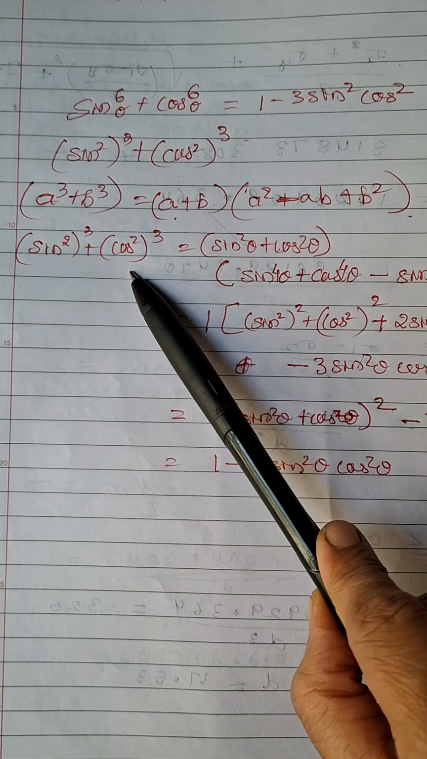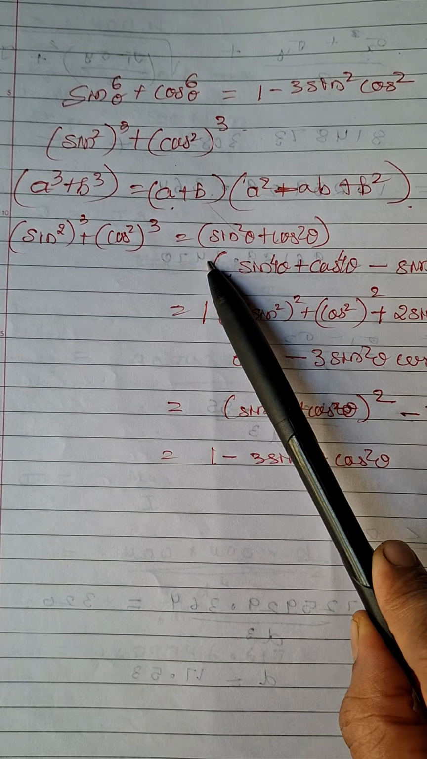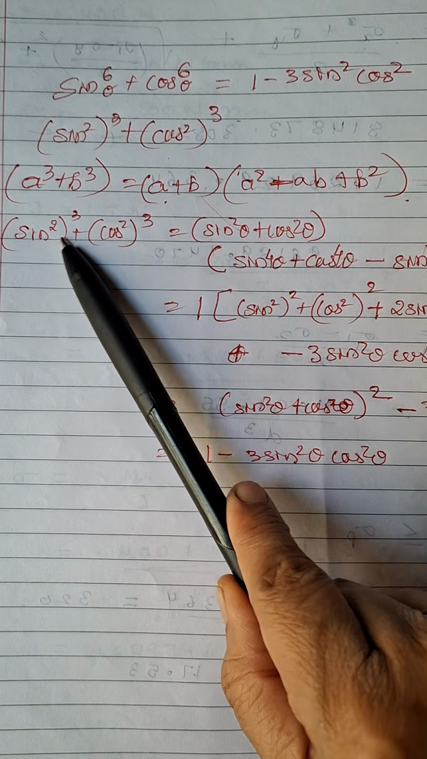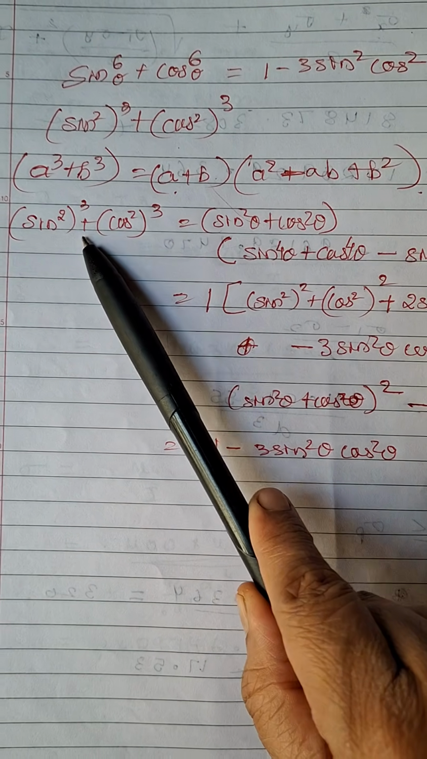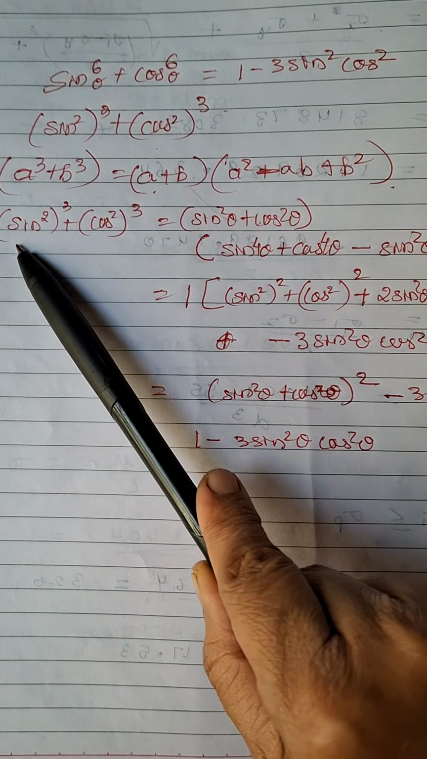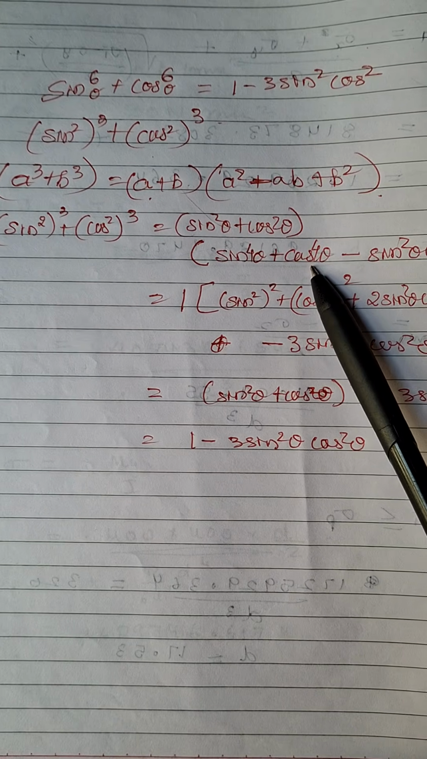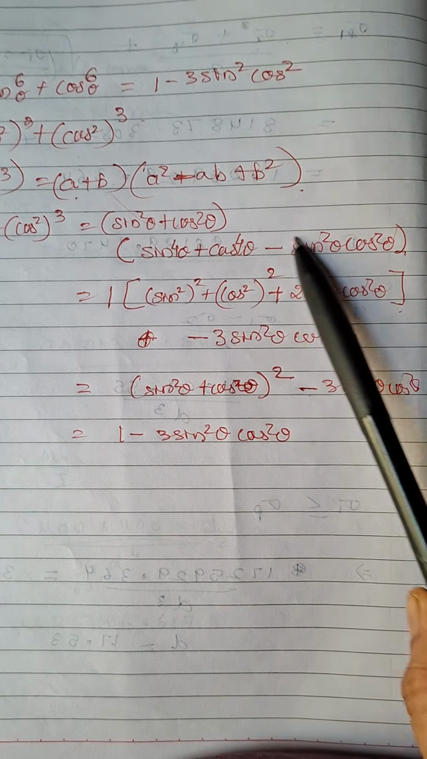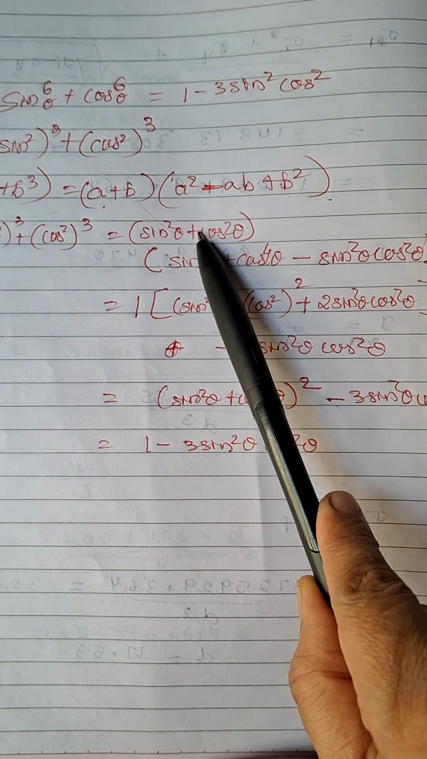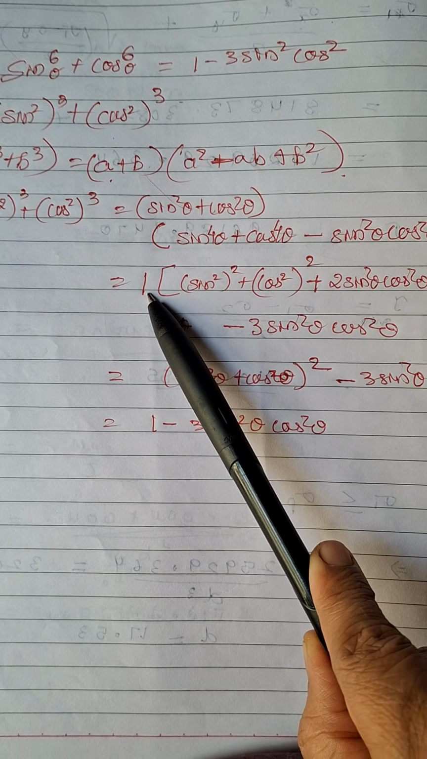If I follow the identity, (sin^2 theta)^3 + (cos^2 theta)^3 is equal to, what will I get? First the sum of the bases, sin^2 theta + cos^2 theta in the first bracket. In the second bracket, first term square, that will be sin^4 theta + cos^4 theta, and the middle term I have written at the end as minus sin^2 theta cos^2 theta. Now this bracket has already become 1. Why? Because sin^2 theta + cos^2 theta is 1.